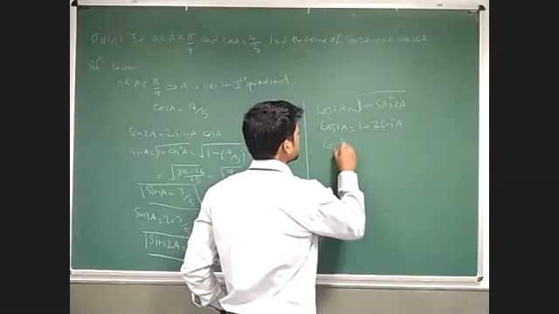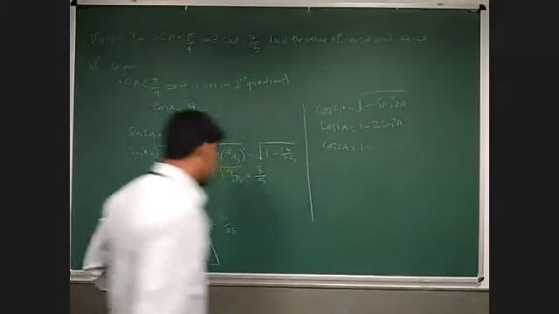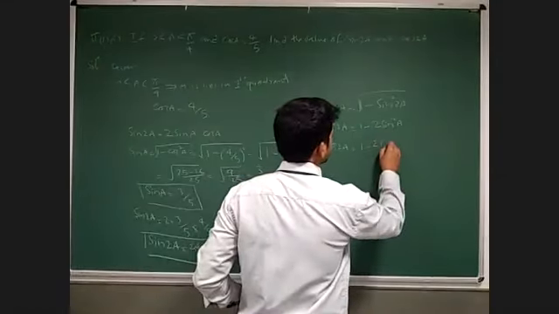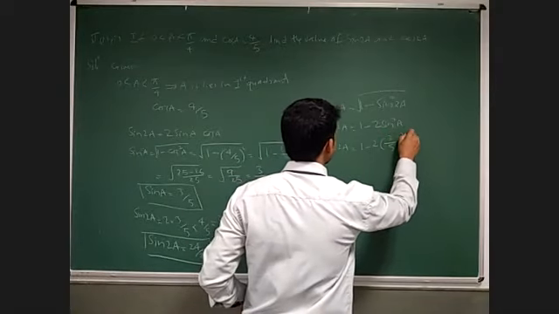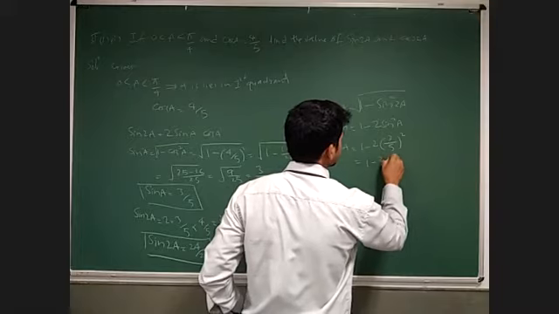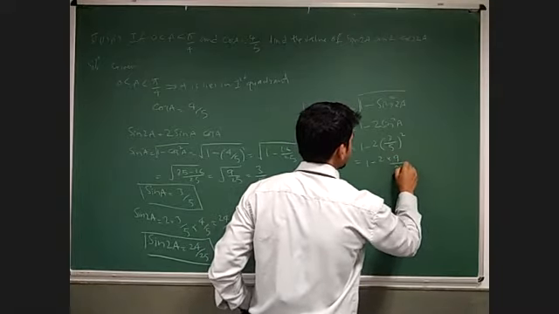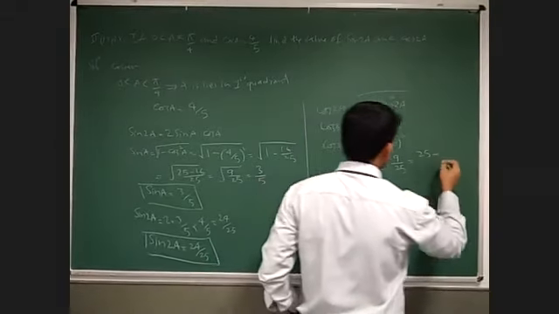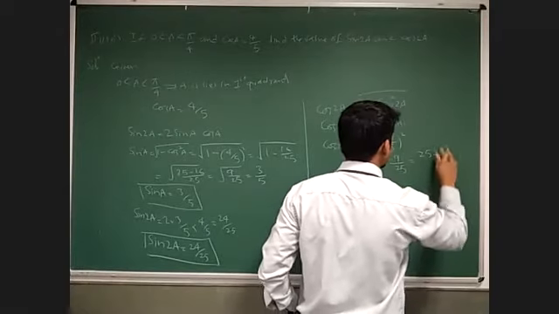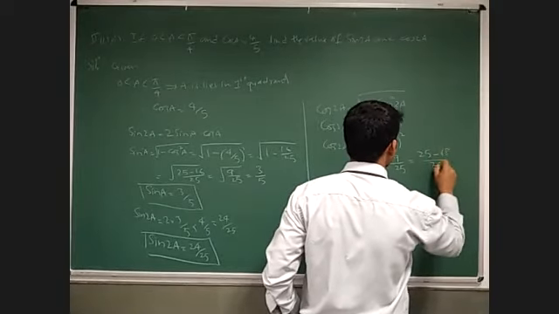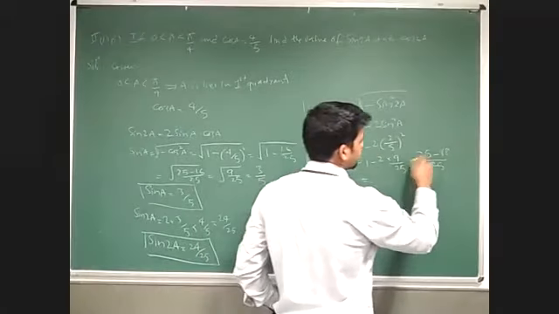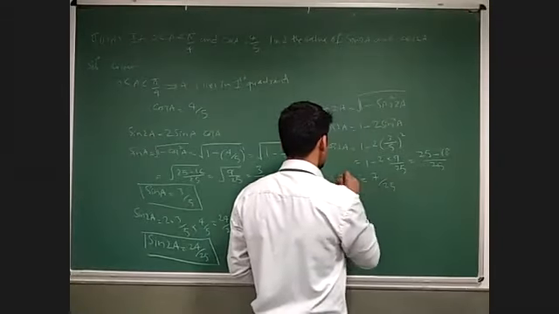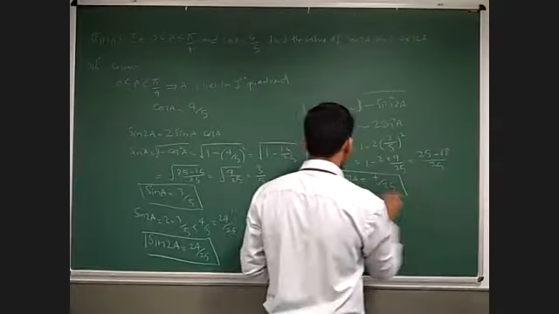So I am going to find cos 2a, and I am going to use sin a. Sin a is nothing but 3 by 5. 3 by 5 squared. So 1 minus 2 into 9 by 25. Then take LCM, 25 minus 18, by 25. Now 25 minus 18 is 7. So 7 by 25. So cos 2a is nothing but 7 by 25.